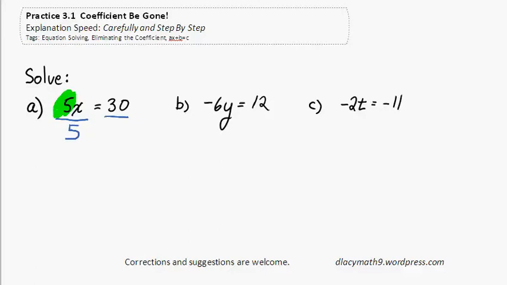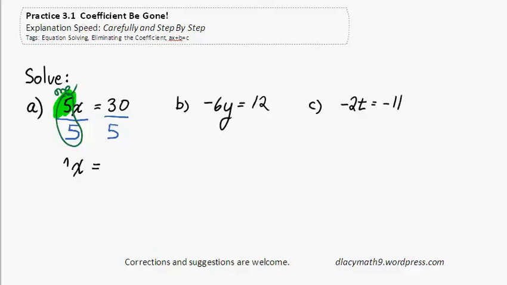I am dividing by 5. I'm doing it because 5 is in that green area. It's the coefficient of x. And if I do divide by 5 on both sides, I get closer to finding out what the value of x is, because 5 divided by 5 is 1, and that means that I can just write x on the left, because 1x is the same as x.